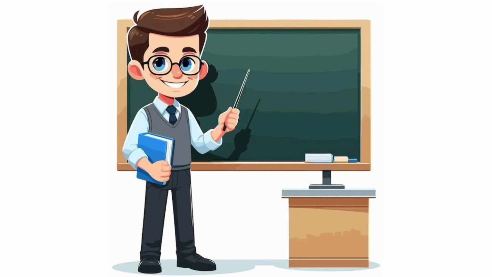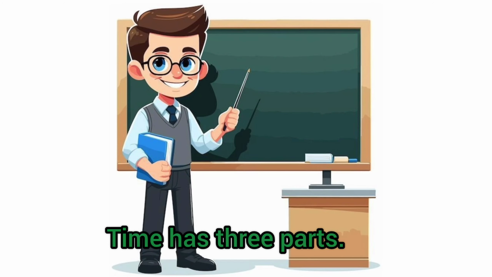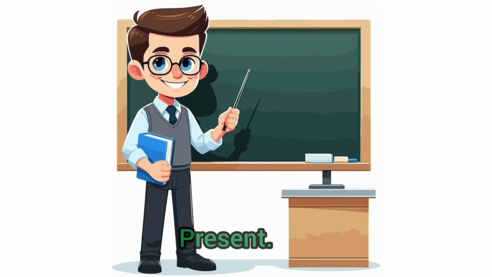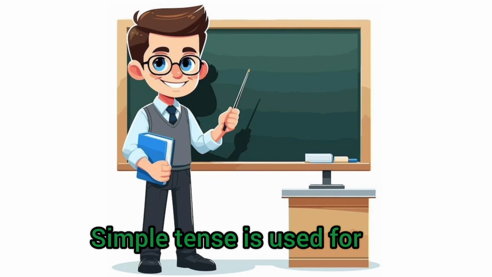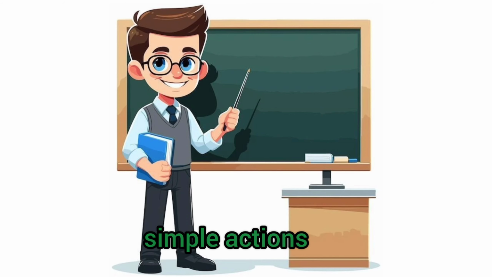What is tense? Tense means time. Time has three parts: past, present, future. What is simple tense? Simple tense is used for simple actions and daily actions.